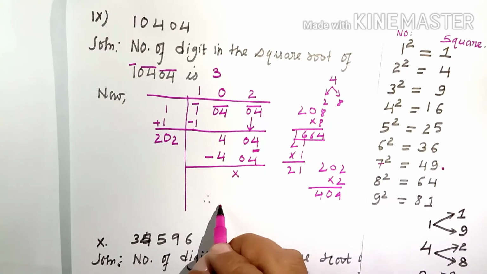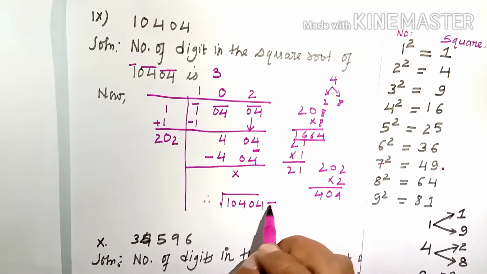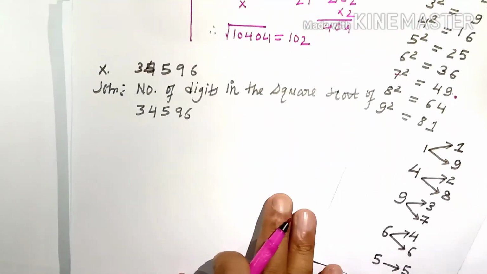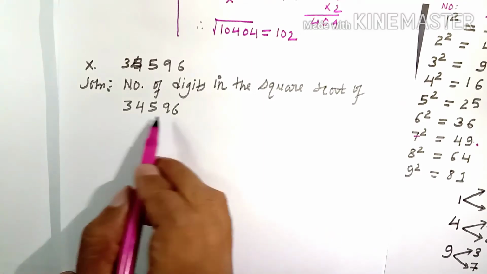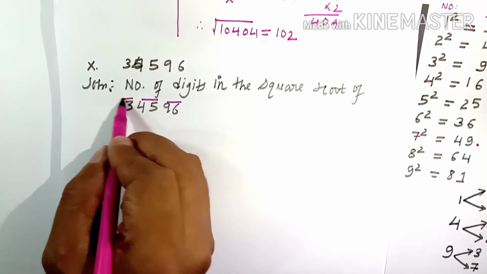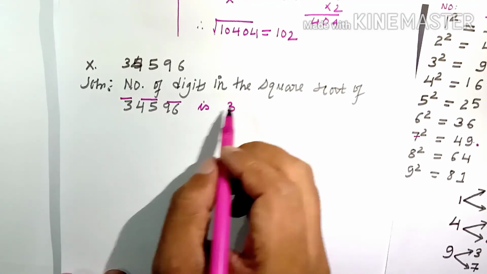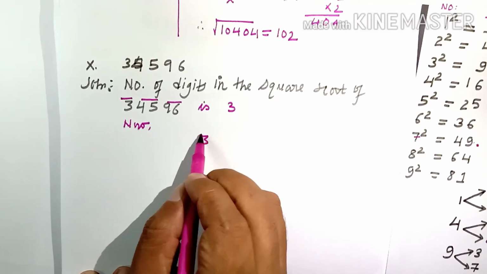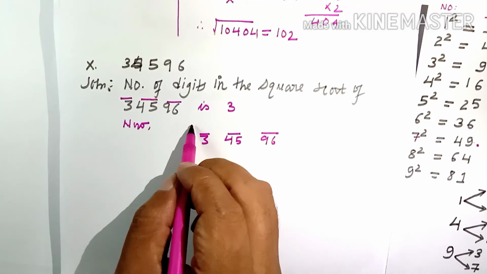So therefore the square root of 10404 equals 102. Now for the next number, again first get the number of digits in the square root of this value. You will have to pair them: one pair, two pair, and this will also be counted as a pair, which equals 3 pairs. Now take the long division method to get the value. We now have 3 as one pair, 45 as another pair, and 96 also a pair.